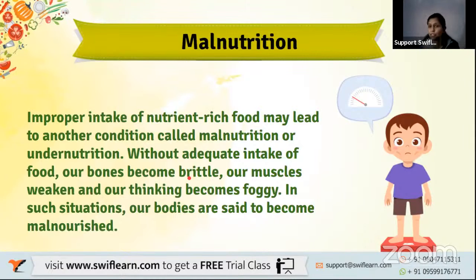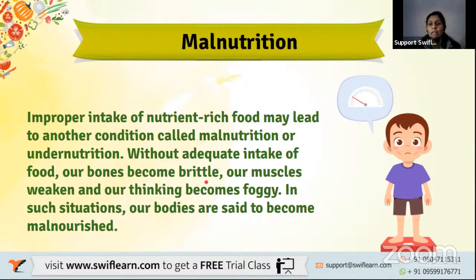क्यों हो रहा है? क्योंकि हम न्यूट्रिएंट रिच फूड बिल्कुल नहीं खा रहे हैं. I'm not specifically saying that we are not eating. In general, many people are there who are not able to get proper food, proper nutrient-rich diet. So because of which they are facing malnutrition, and because of this malnutrition, many diseases are arising. You can name them as kwashiorkor and marasmus also. So what happens if there is not a nutrient-rich food that is taken by you? Without adequate intake of food, our bones become brittle.